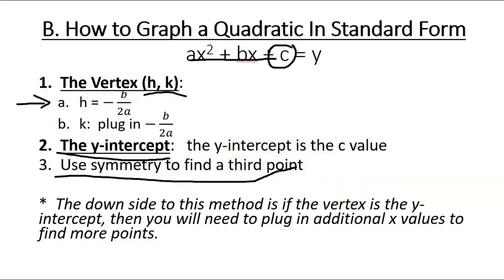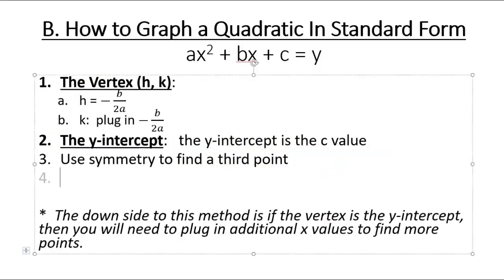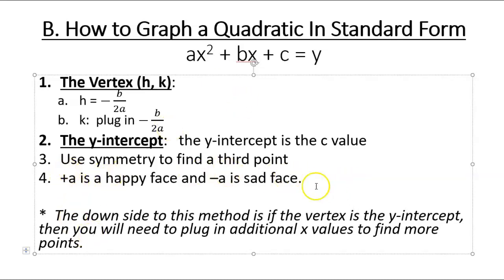Something I'd like to add that's not already on here is don't forget the a value. It still applies here. Positive a is a happy face. The negative a is a sad face. Now, you don't really need to know this in order to do the problem, but it might help. If the number in front is positive, then we have an upward facing parabola. If it's a negative number in front, it's an upside down one. If you do steps 1 through 3 correctly, this is going to happen automatically, but it's a nice way to check your work just to make sure that you're on point.